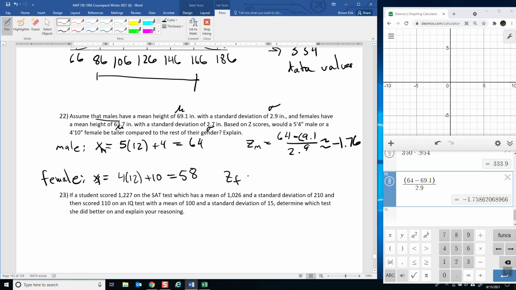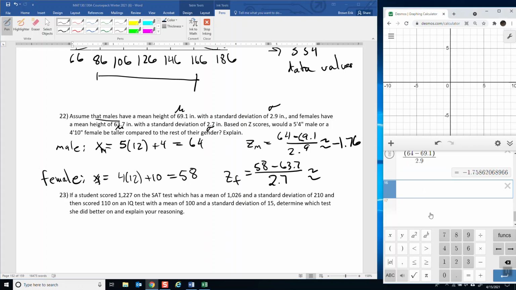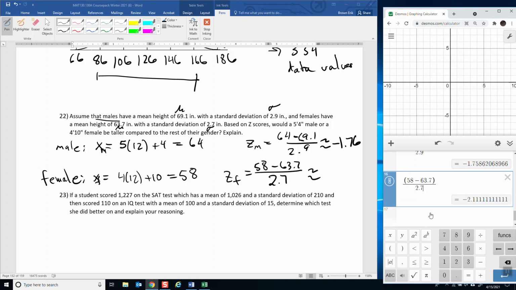And her z-score, 58. Now we have to make sure we use the information for the females. That's 63.7 for the mean and 2.7 for the standard deviation. We'll just smash that in here to get our answer. So 58 minus 63.7. Make sure you have those parentheses, divided by 2.7. Ooh, she's negative 2.11. So she's unusually short relative to females.